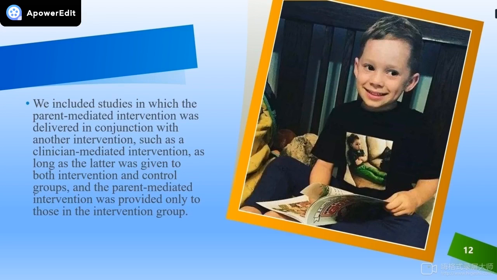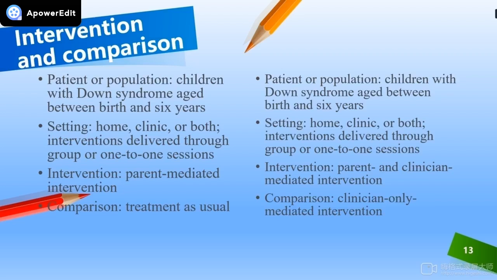There are some similarities, like the patient population group is children with Down syndrome aged between birth to 6 years, and the setting is at home, clinic, or both. And the intervention is delivered through group or one-to-one sessions. But the difference is the intervention and comparison, in two types. The first one is parent-mediated intervention, and the comparison is treatment as usual. The second is parent and clinician mediated intervention, and the comparison is clinician-only mediated intervention. But both of them will be followed up at certain times.